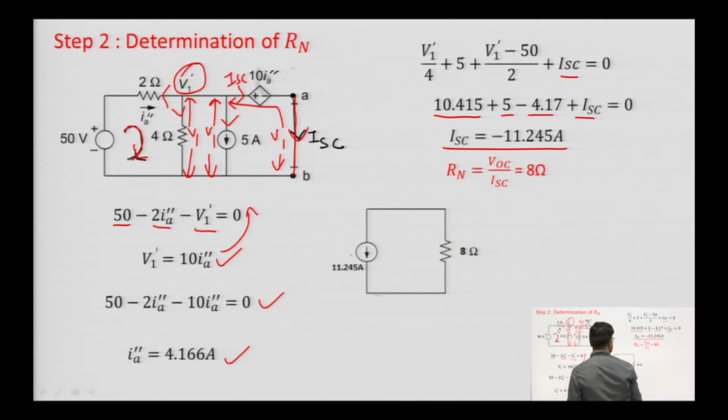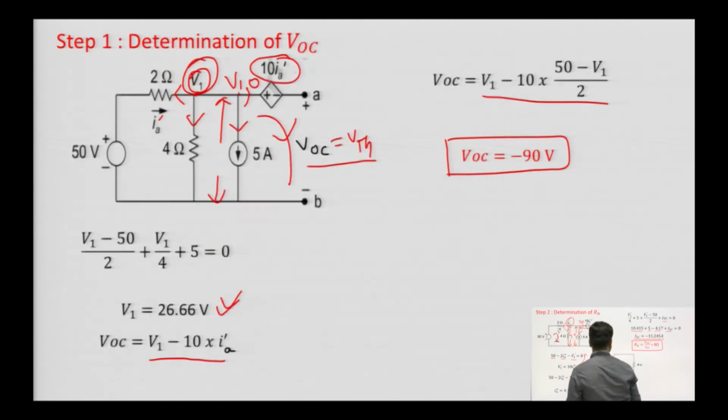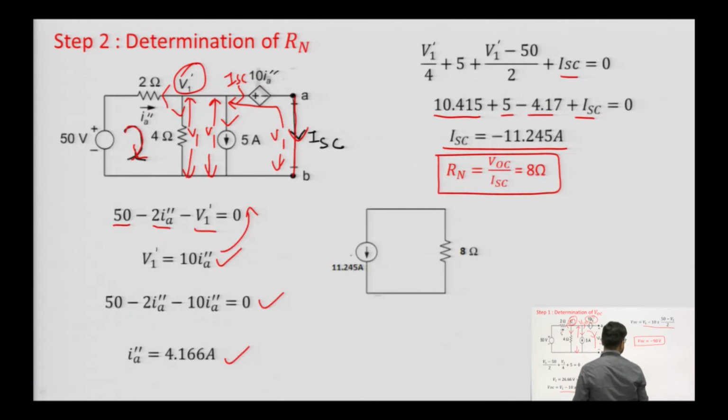Now, we have RN, which we have defined as open circuit voltage divided by short circuit current. Open circuit voltage we have minus 90, short circuit current we have minus 11.245. So, we will get the value of RN as 8 ohm.